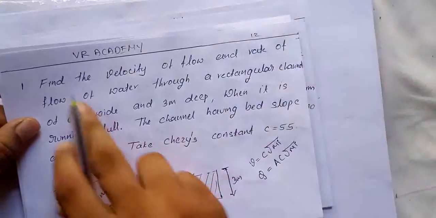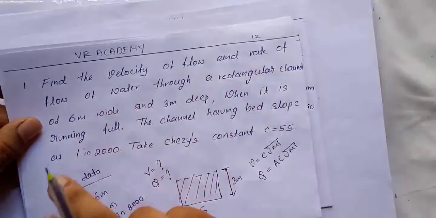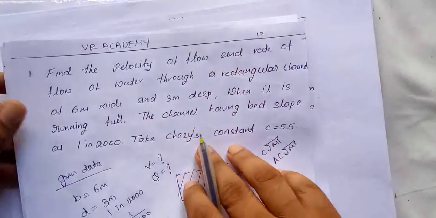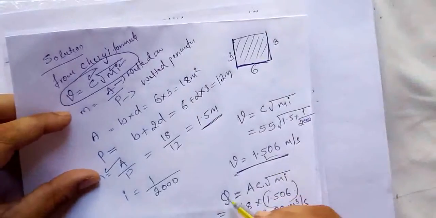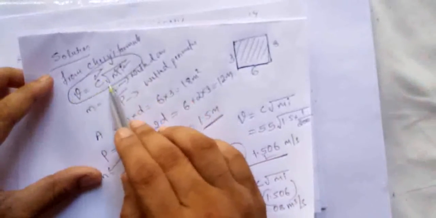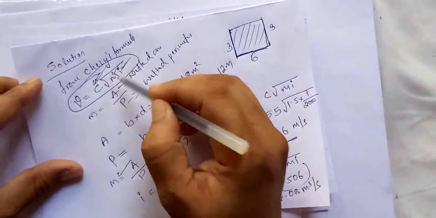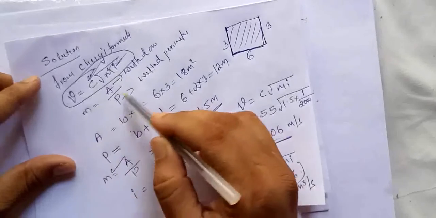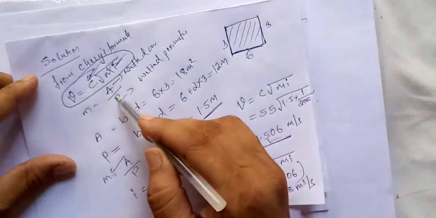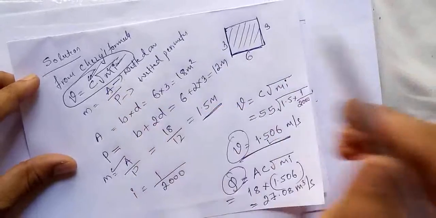Just check the question. You have to find the velocity of flow and rate of flow of water through a rectangular channel of 6 meter wide and 3 meter deep. So you got the discharge Q and velocity. From Chezy's formula, V is equal to C into root over mi. Already you know the value of Chezy's constant. I also know m. You have to find out m, the hydraulic mean radius or hydraulic depth, which is the wetted area divided by wetted perimeter.